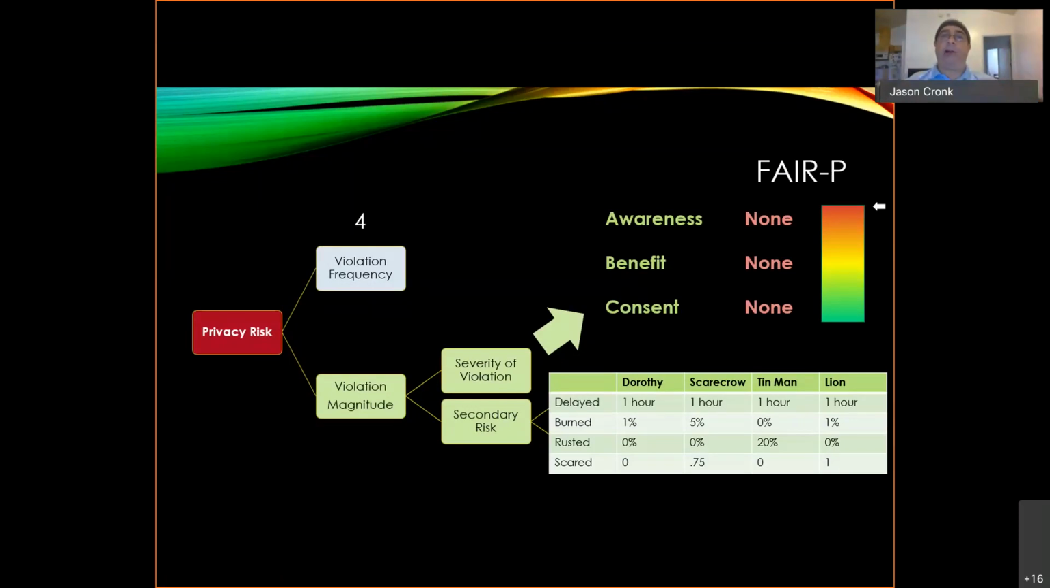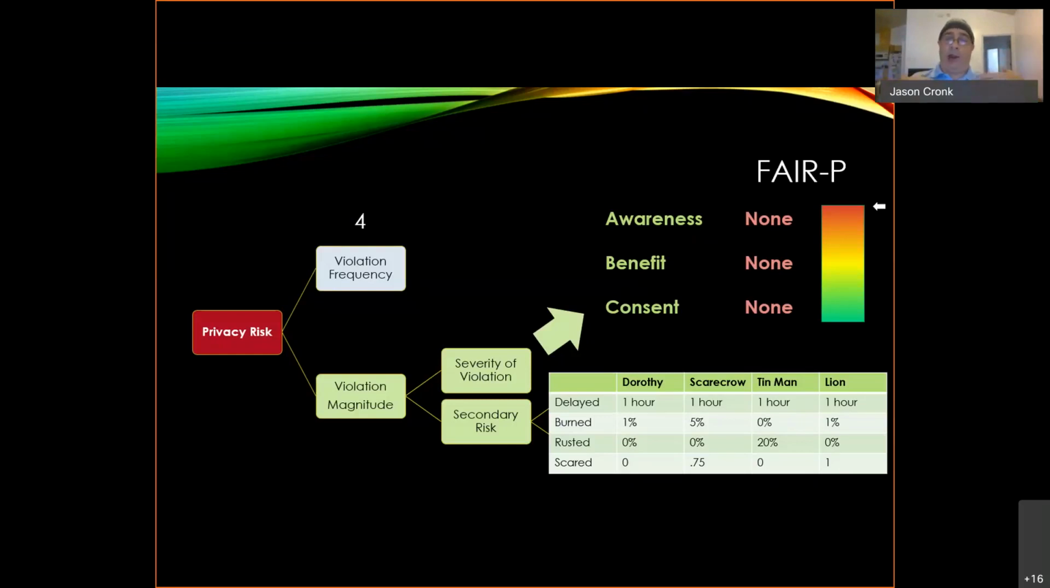Are they burned? So the Scarecrow gets a little singed. Dorothy and the Lion have a potential to get burned. They're both flammable in essence. They don't actually get burned in the movie, but they have some potential for being burned there. Rusted, that's the Tin Man. He gets rusted, not completely, but enough to immobilize him.